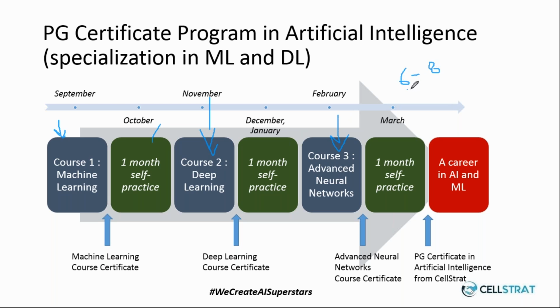If you do all 3 courses with us, we issue a PG certificate in artificial intelligence from my startup CellStrat. And each course is independent. You can do them and get individual certificates. By the way, there is a prerequisite. You cannot jump to deep learning without doing machine learning. You cannot jump to advanced neural network without doing deep learning. All right, I hope this is clear.